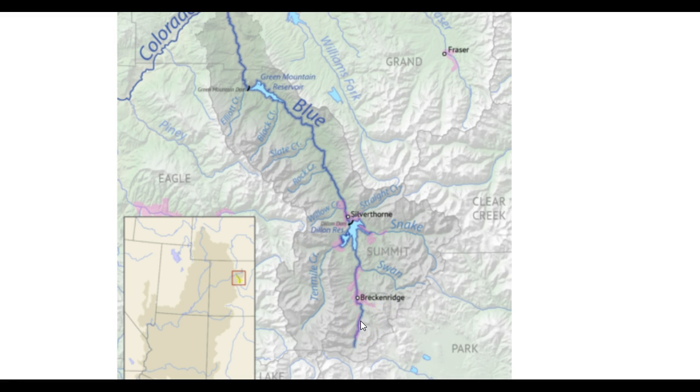It is the first order stream. And then we continue down in the Swan, the Snake, Straight Creek, Willow Creek, Rock Creek. These are all first order streams coming right off the 10-mile range right here, and they're meeting up to the Blue. But let's now go on to see what it looks like.